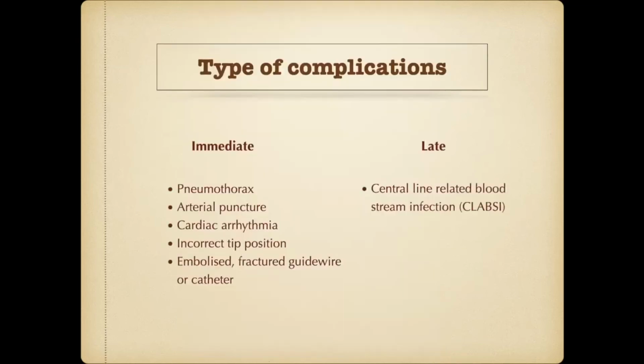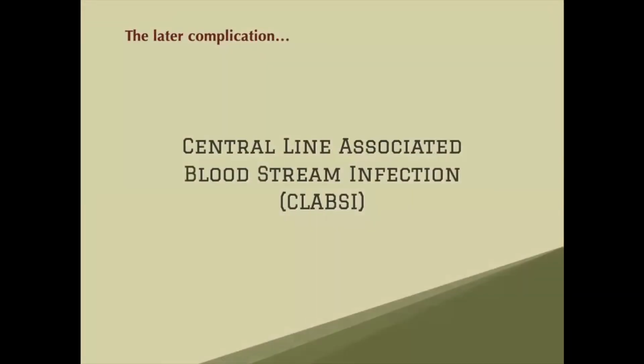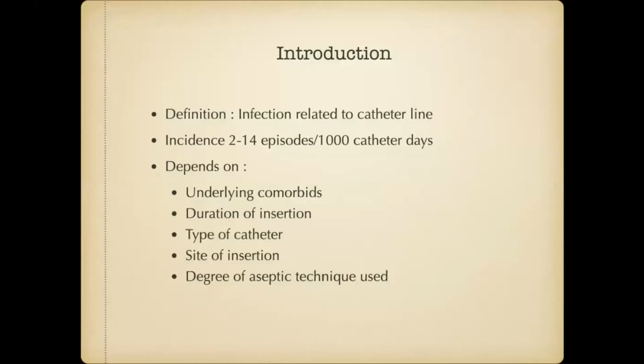Okay, then we finish with the immediate complications. Let's move on to the late complication, which is the central line associated bloodstream infection. This is defined as the infection related to the catheter line. It depends on multiple factors, especially if the patient is already immunocompromised, and the duration and so on.